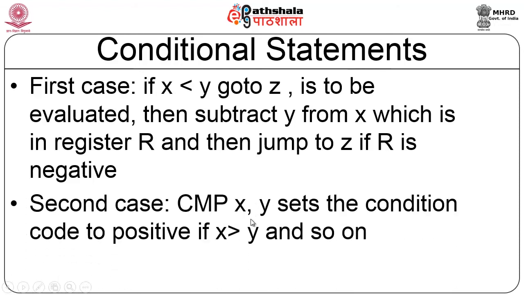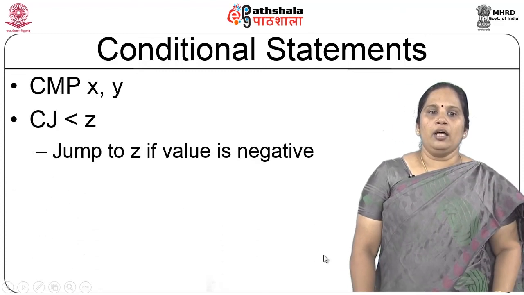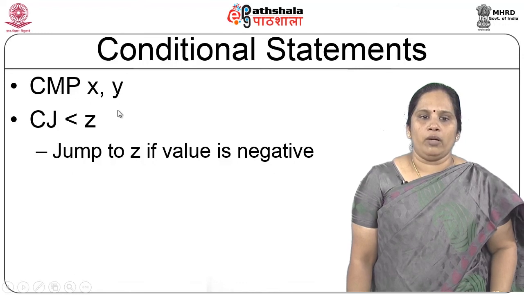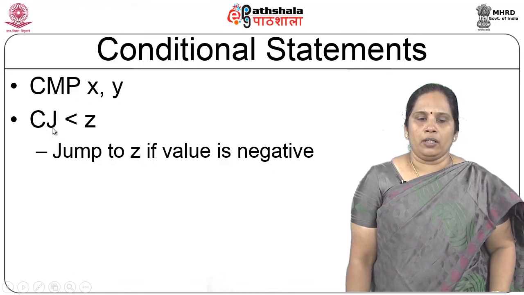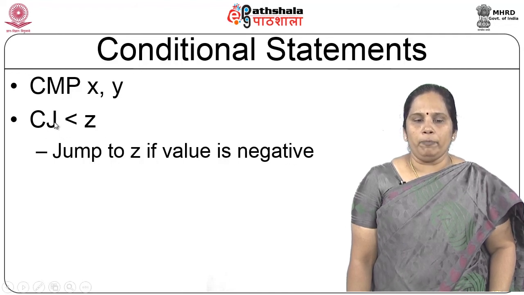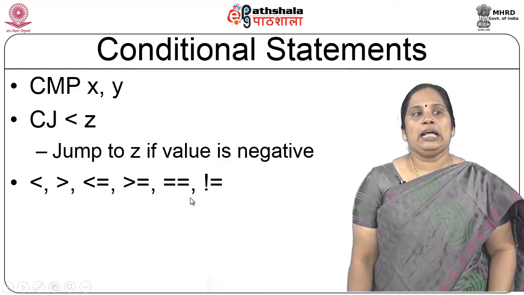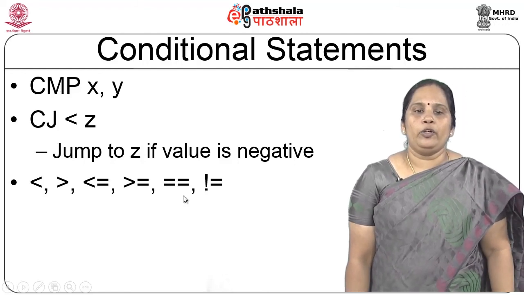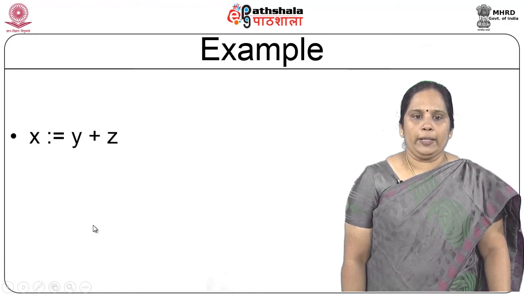That is my condition. The second case could be using a compare statement, where compare x comma y could be the instruction which is issued. Then you set the condition code to positive if x is greater than y, and so on. So here this is how it is done. So this will be compare x comma y. Okay, compare and jump if less than z: jump to z if the value is negative. So compare and jump if the value is less than, and then go to that particular location. So you can use operators less than, greater than, less than or equal to, greater than or equal to, not equal to, or equality. Okay.